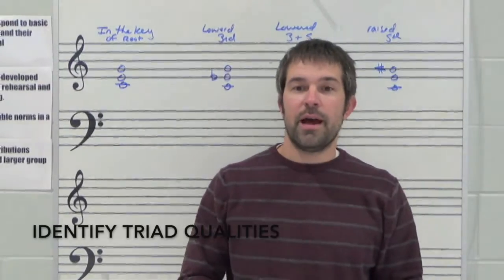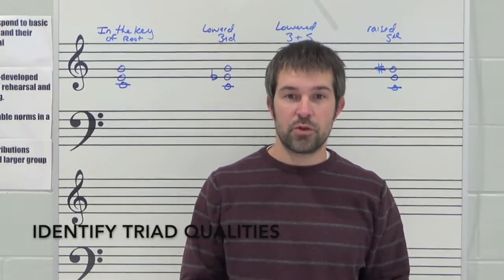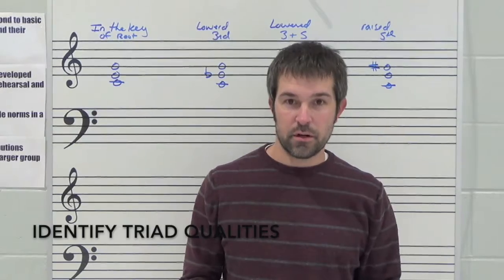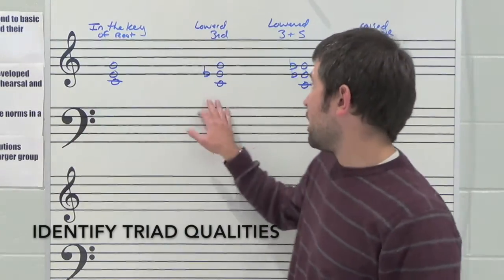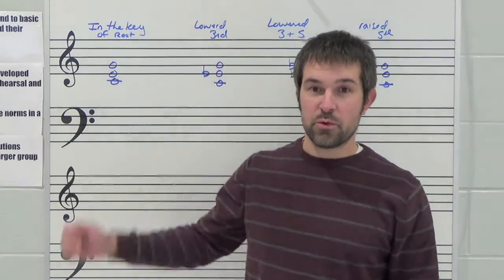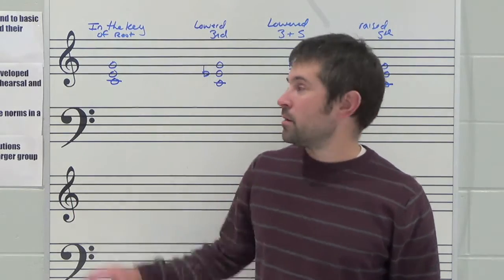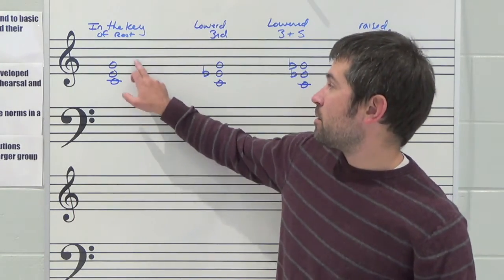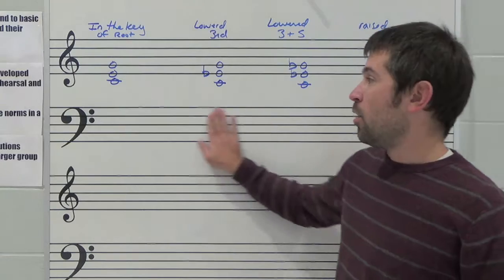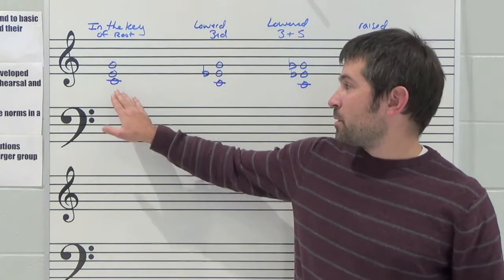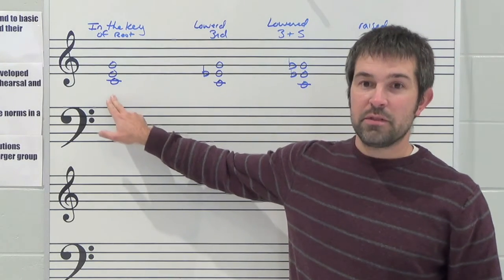Here we're going to talk about how we identify the quality of a triad, whether it's major, minor, diminished, or augmented. So once I know that I have a triad, and a triad again is a root, a third, and a fifth, so above the root I have a third and a fifth, and that's for all of these. So these are all based on C. So what I'm going to do is figure out what is in the key of C major.